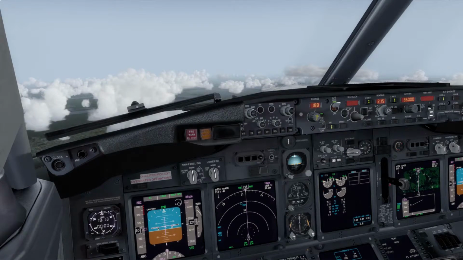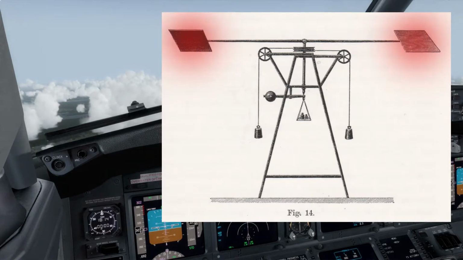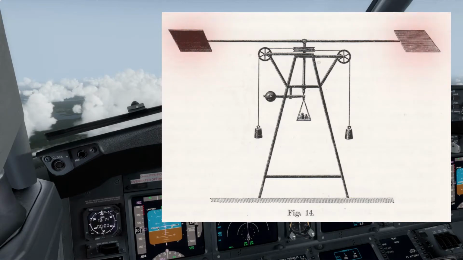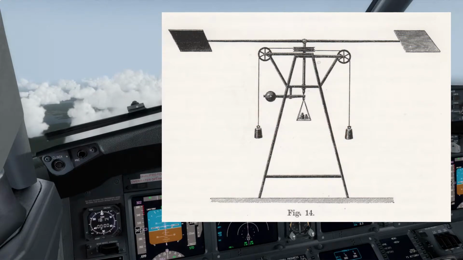For example, they constructed this apparatus you can see here to measure the lift of different surfaces at different angles of attack. Here on the ends you have the different wing surfaces that could be adjusted for different angles of attack. The weights on the side fall down and therefore put the whole arms in rotary motion and move the wing surfaces through the air.